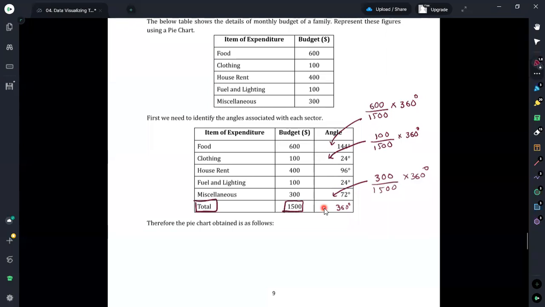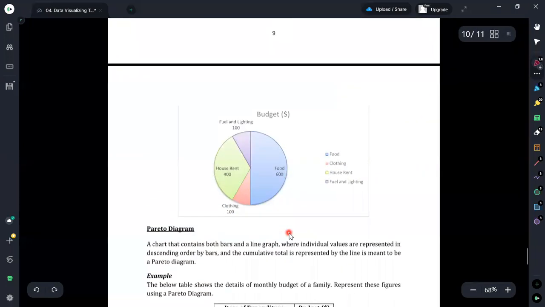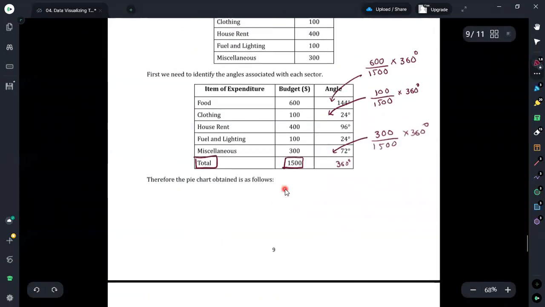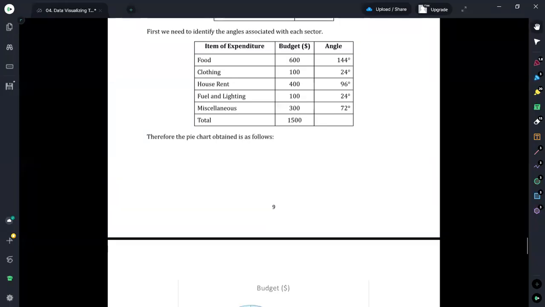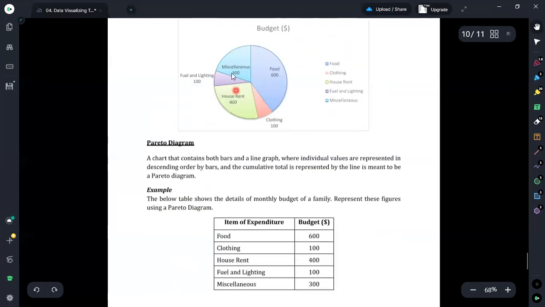Once you have identified the angles, we can draw or include these angles, and we can construct the pie chart. So now we can see the chart associated with this set of data. The obtained chart is like this.